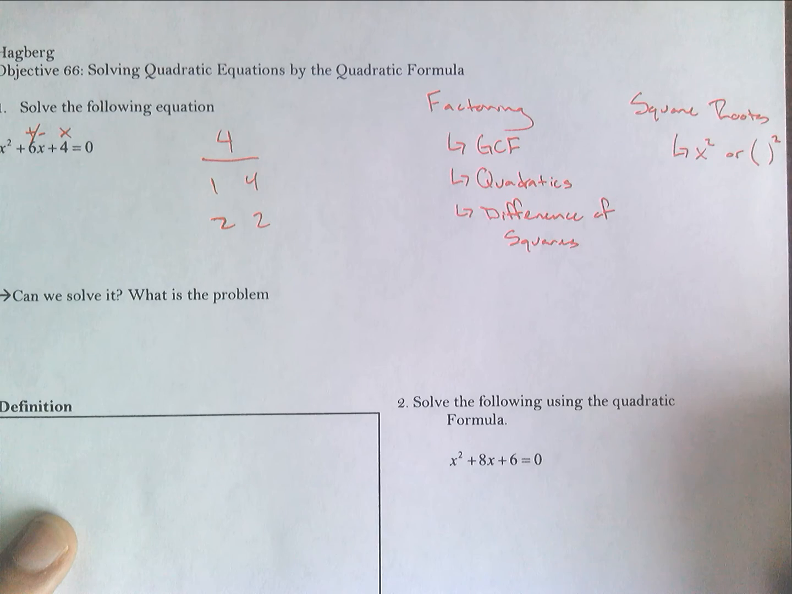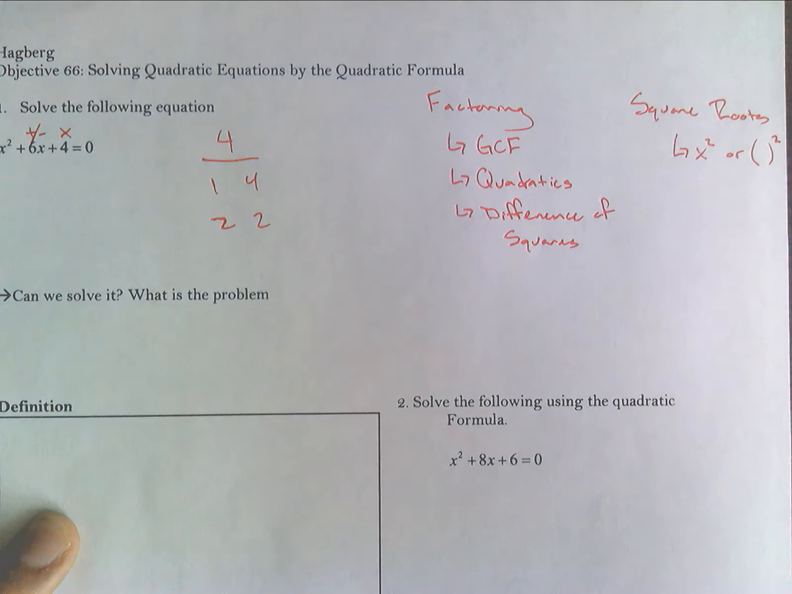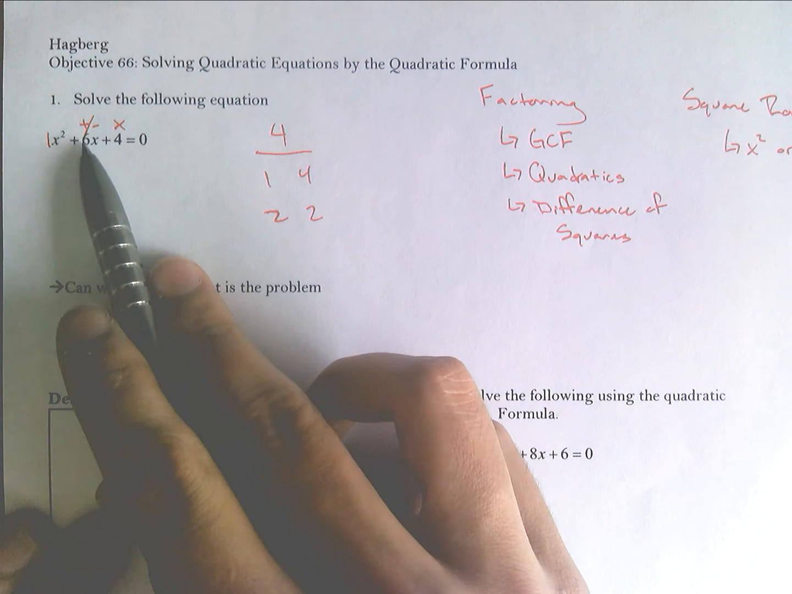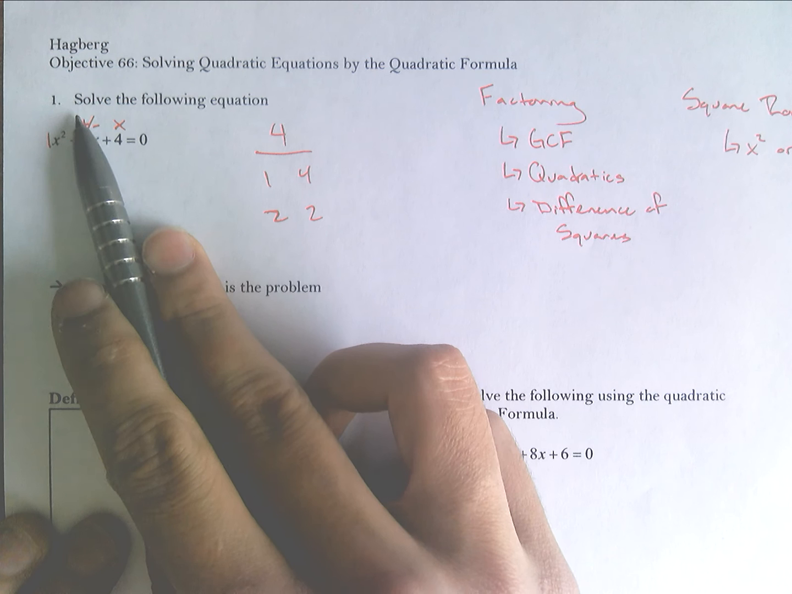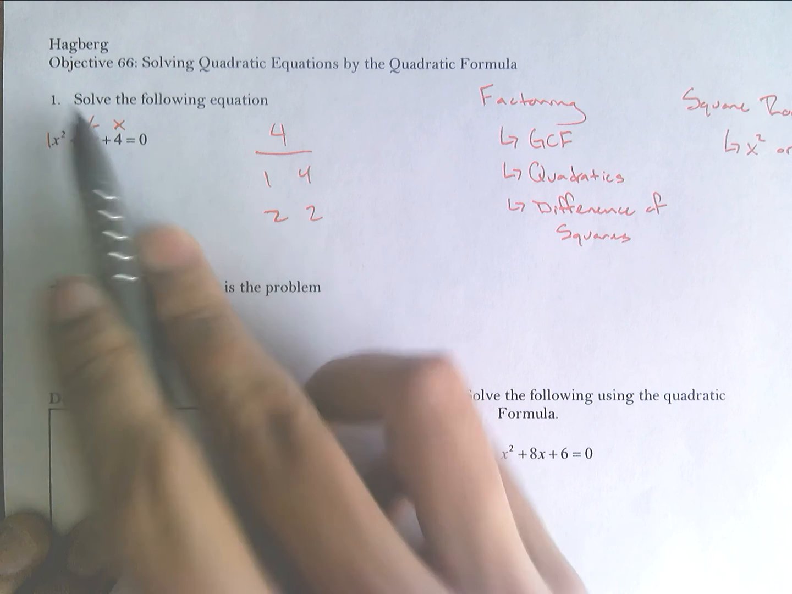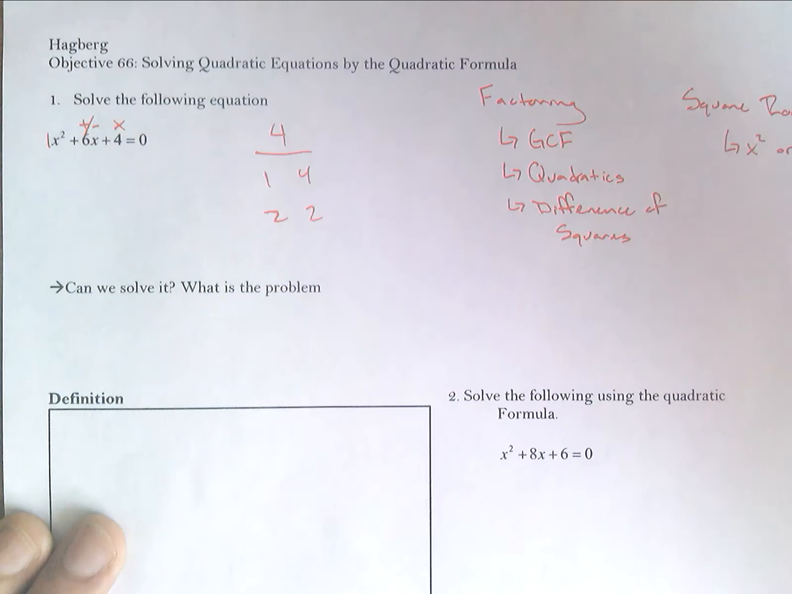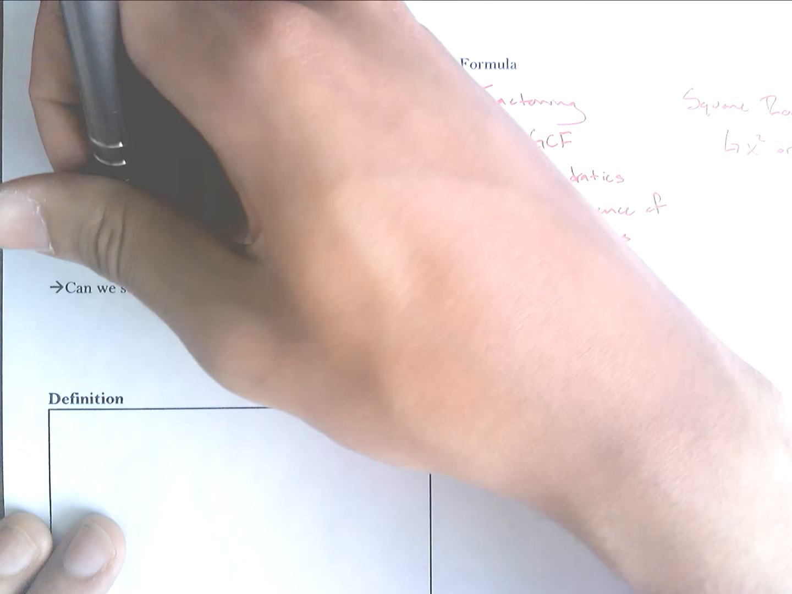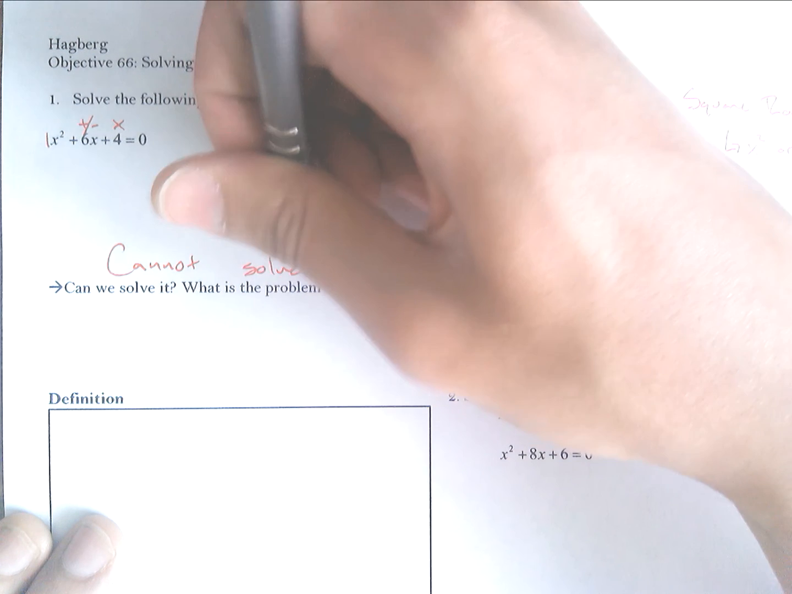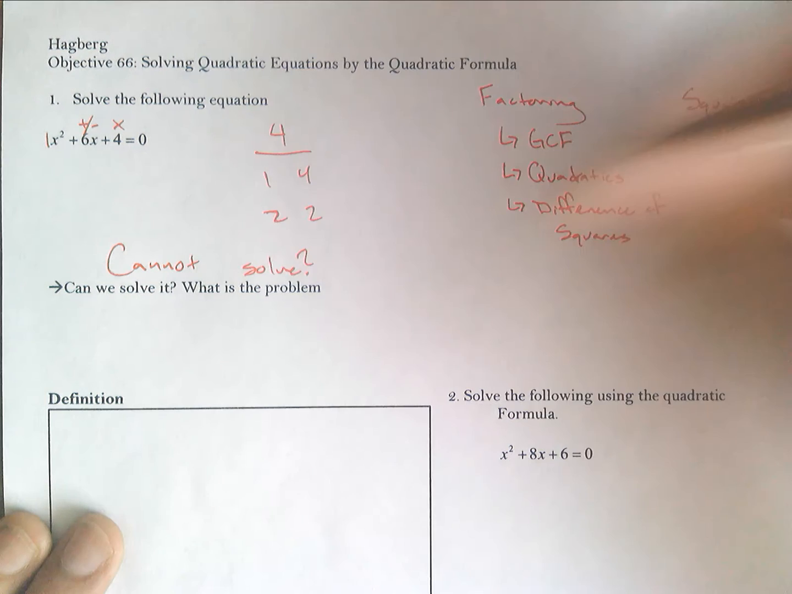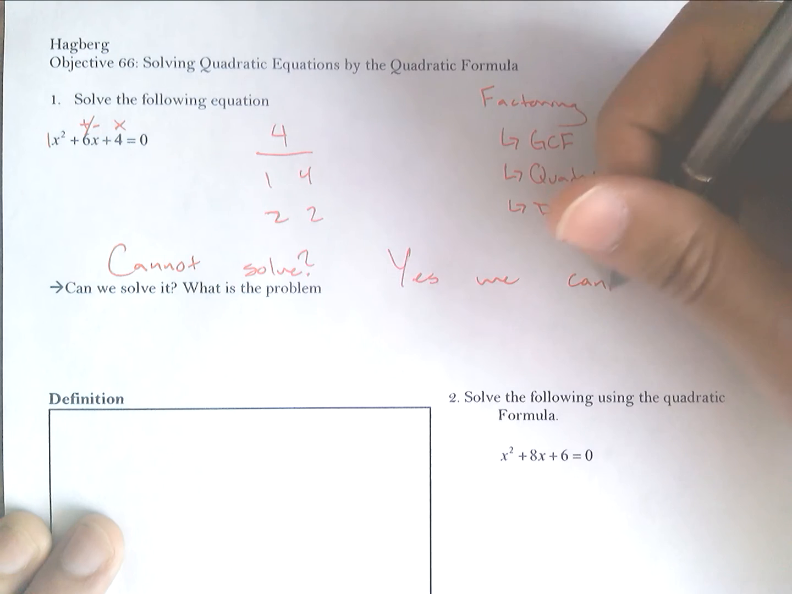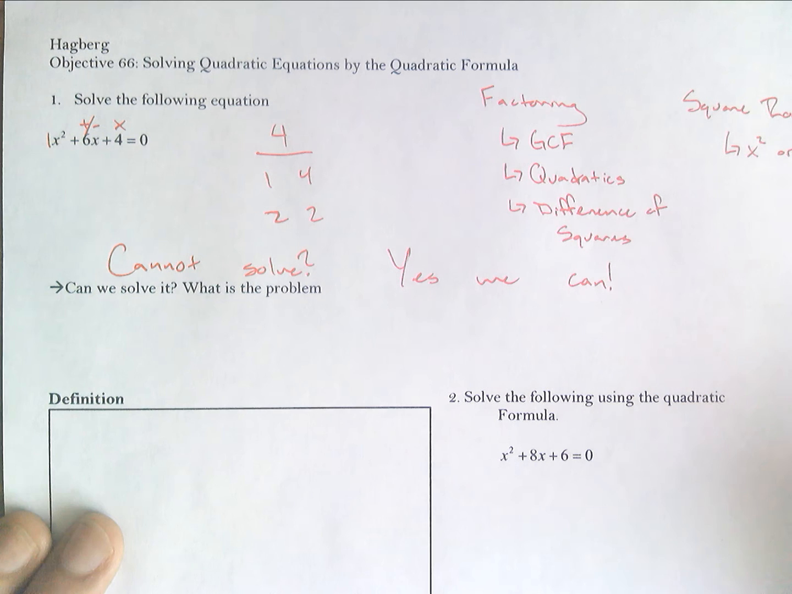Let's take a look at square roots. Does it have just an x squared or a parentheses squared? Well, we've got an x squared and an x. If we didn't have this x term, if it was just x squared plus 4, then we could try to solve this using square roots, but we've got that x term there, so we can't. So you might be thinking, well, we can't solve this, right? But the fact of the matter is, yes, we can, and we're going to learn that way today. That's using the quadratic formula. So yes, we can solve this using the quadratic formula.